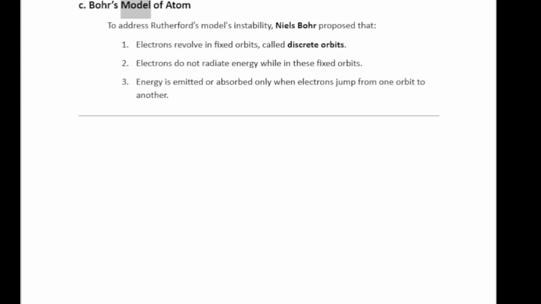C. Bohr's model of atom. To address Rutherford's model's instability, Niels Bohr proposed that electrons revolve in fixed orbits, called discrete orbits. Electrons do not radiate energy while in these fixed orbits. Energy is emitted or absorbed only when electrons jump from one orbit to another.